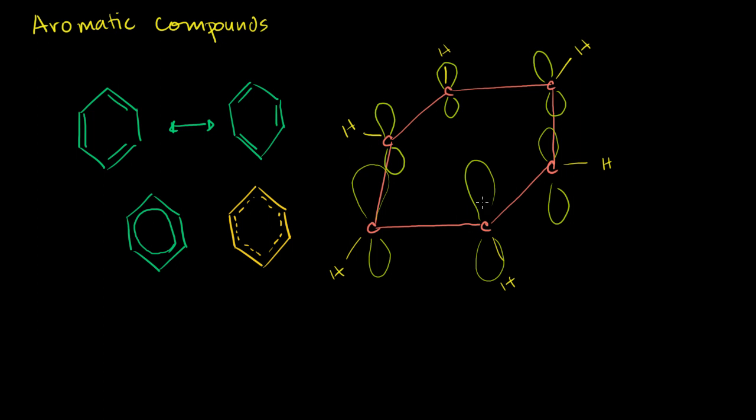And I drew them like this because if I drew them bigger than that, the diagram would get messy. But in general, whenever you have double bonds, like this double bond, let's say that this carbon. Let me change colors so we know what we're focused on. So let's say this sigma bond right over there.